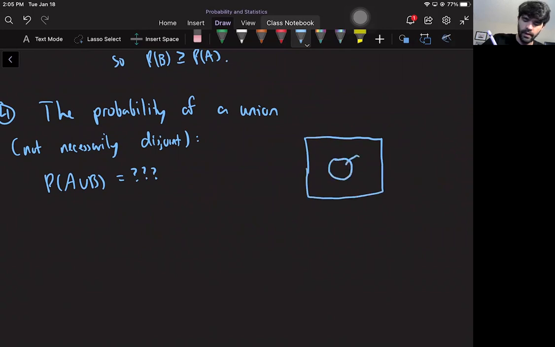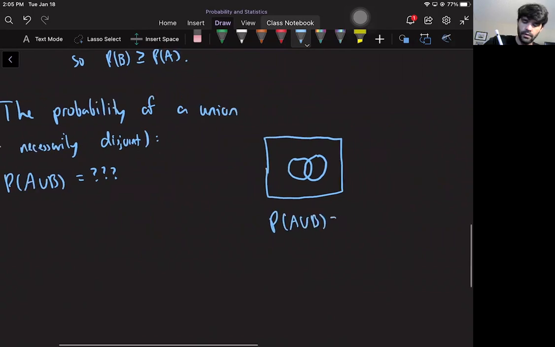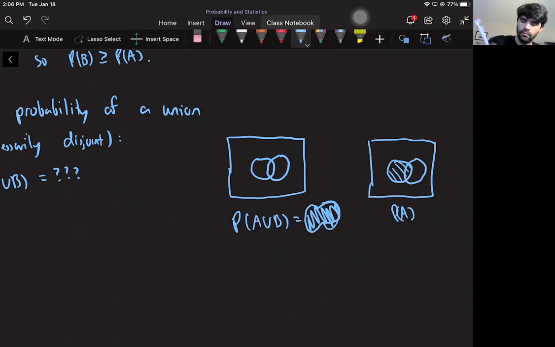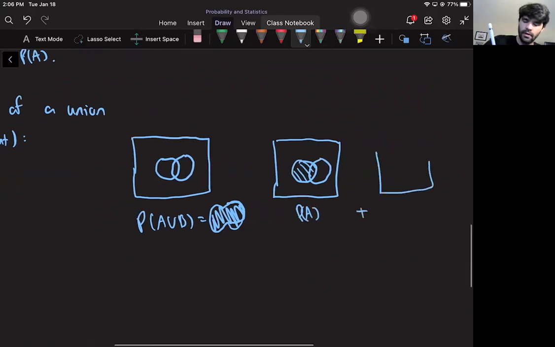So if I'm thinking about something like this, and I'm thinking about P of A being the area in the bubble A and P of B being the area in the bubble B, then this guy is just going to be how much area there is total there. So what can I do? Well, I can say, what if I just add the two areas together? So I do this area, and then I add this other area. Let's do a different color here.